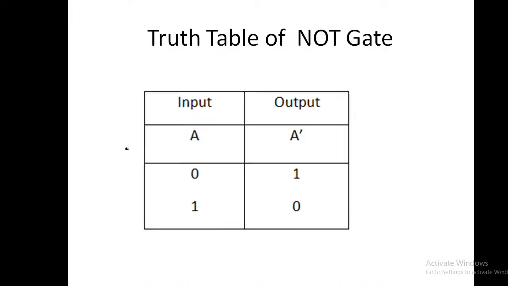Now the inverter truth table is very simple. You have the input, and if you give 0, the output will be just the opposite, 1. If you give 1, the output will be just the opposite, 0. So very simple, whatever you give, the output is opposite. That's why it is known as inverter.